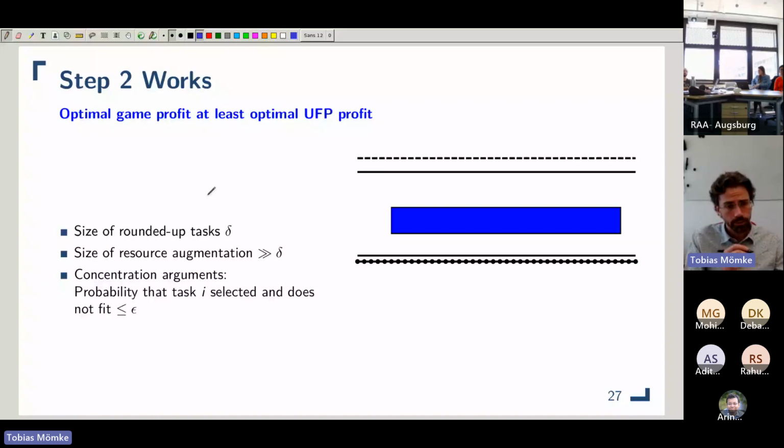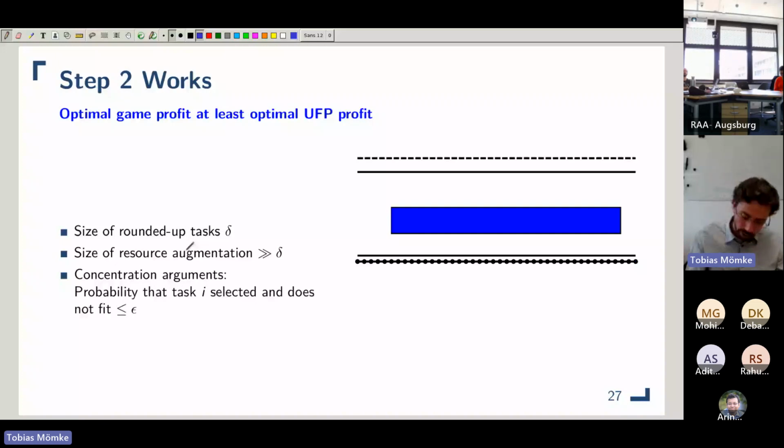That is, if there exists an optimal strategy, then the basic idea is: if a task is in the optimal solution, then we select it. If it's not in the optimal solution, then we do not select it. And then showing that things work out well is based on concentration arguments.